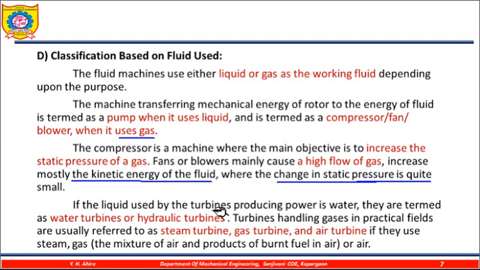If the liquid used by the turbines producing power is water, then they are termed as water turbines or hydraulic turbines. And the turbines handling gases in practical fields are usually referred to as a steam turbine, a gas turbine and an air turbine if they use steam, gas or air as the working fluid. Here by gas we mean a mixture of air and products of burnt fuel in the air.